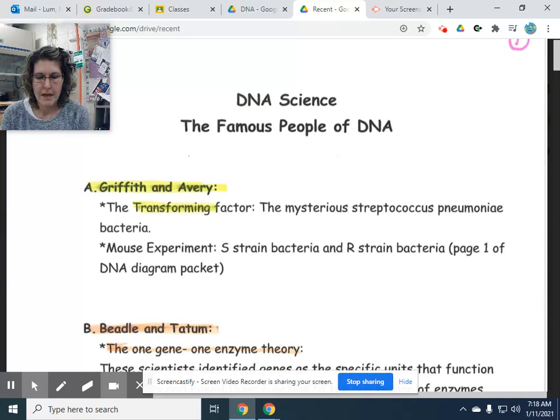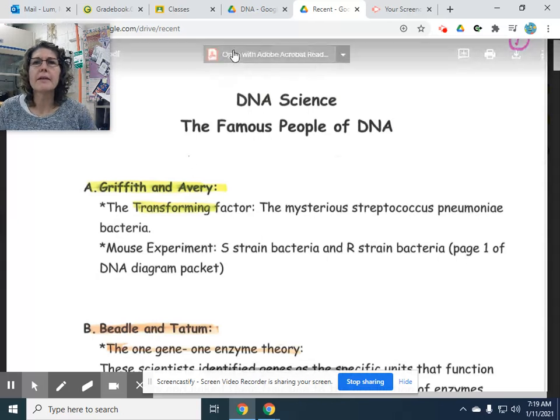You'll see some more about their particular experiment. About 1928 is when these scientists started looking at some of the stuff we have here. People were going, let's study DNA because they weren't sure what was being passed along, what is giving us our traits, what is the genetic material. So they worked on what was called the transforming factor. They worked with mice and with Streptococcus pneumonia bacteria, using S strain bacteria and R strain bacteria, which are smooth and rough coat bacteria.